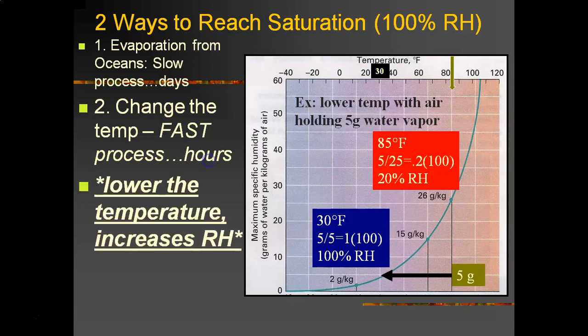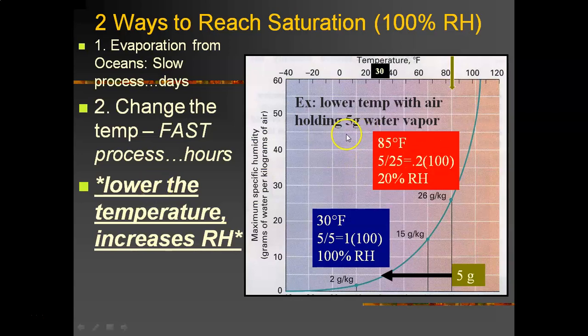And so this is the most important statement of this entire segment in Chapter 4. All right, of all 4 topics, you've got to know this. You get this ingrained in your brain. All right, you lower the temperature, you increase relative humidity. Lowering the temperature increases the relative humidity. That is the key to understanding how you get clouds, how you get fog, and how you get ultimately precipitation.